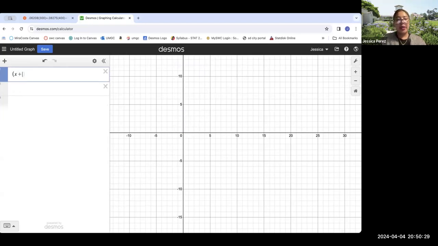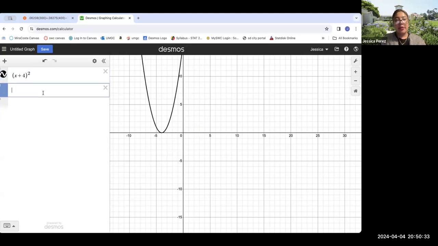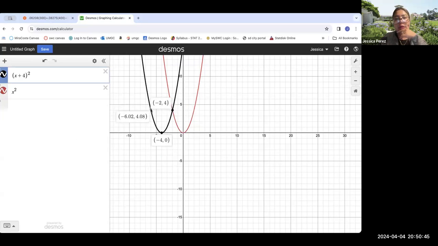What if it's an x plus 4 squared versus an x squared? See how it moved now to the left 4 units? From here to here, it also moved. Look at -4 and -6. See how it moved 4 units? If I subtract -2 minus 4, you get -6. It moved to the left 4 because of the x plus 4. That is called horizontal shifting.